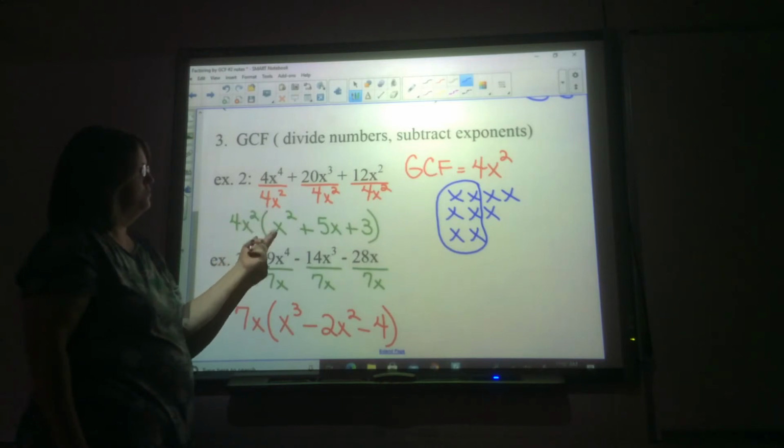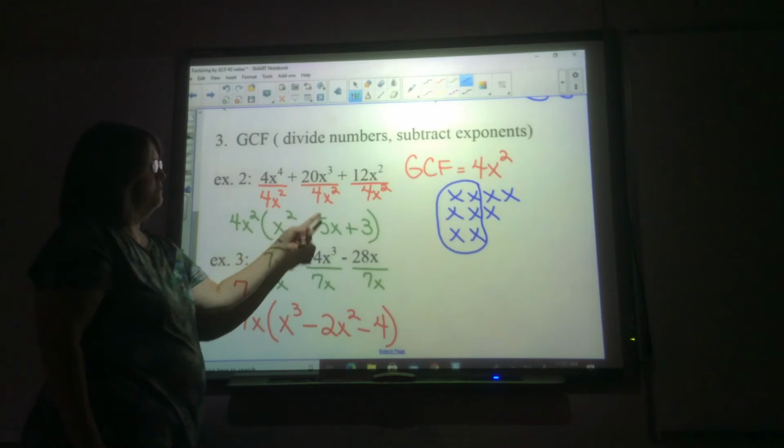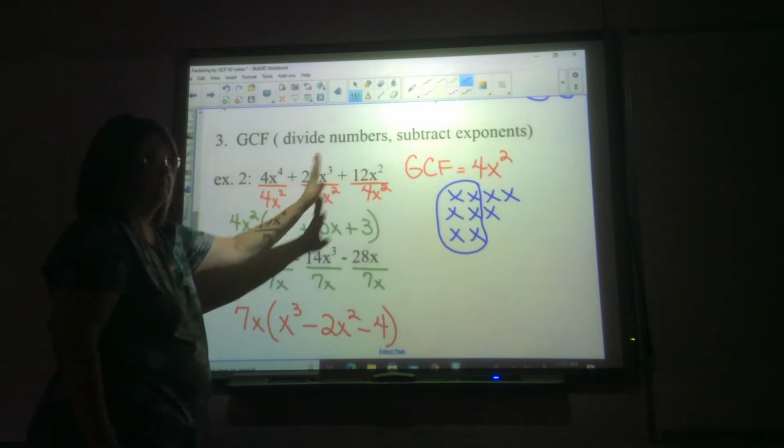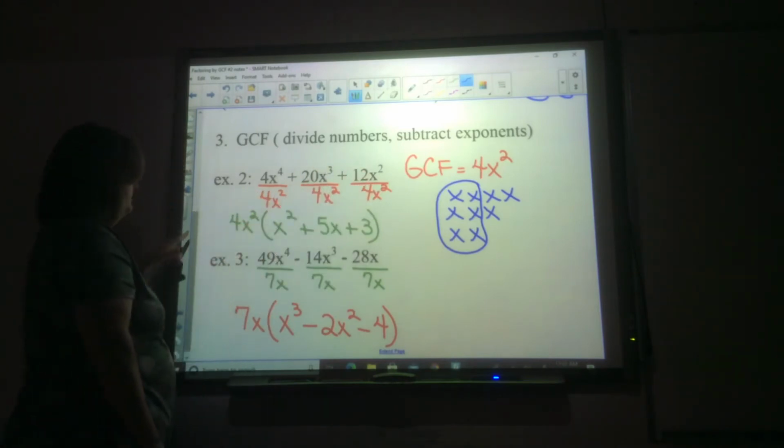All right. So then you take each term and you divide by 4x squared. 4 divided by 4 is 1. x to the 4th over x squared is x squared. 20 divided by 4 is 5. x cubed over x squared is x. 12 divided by 4 is 3. And x squared over x squared is 1. It goes away. So 3 times 1 is 3.